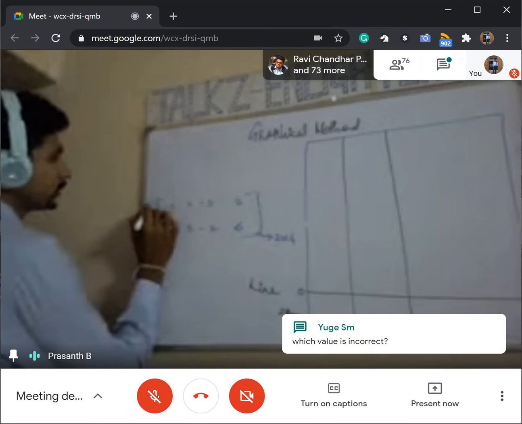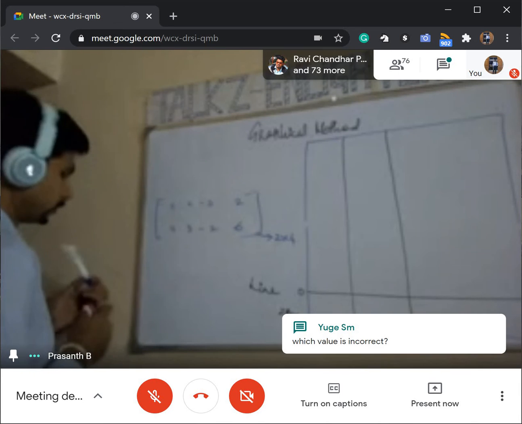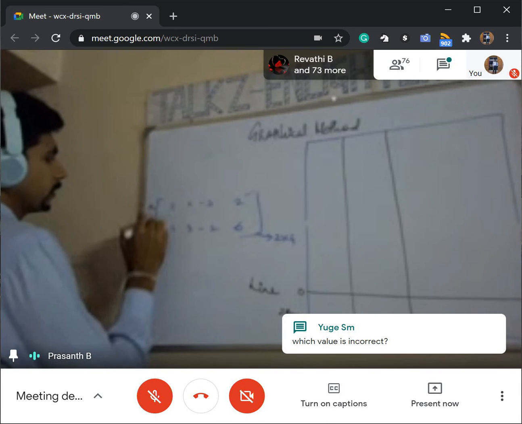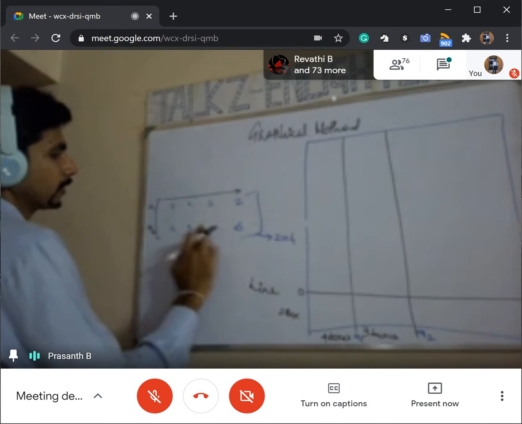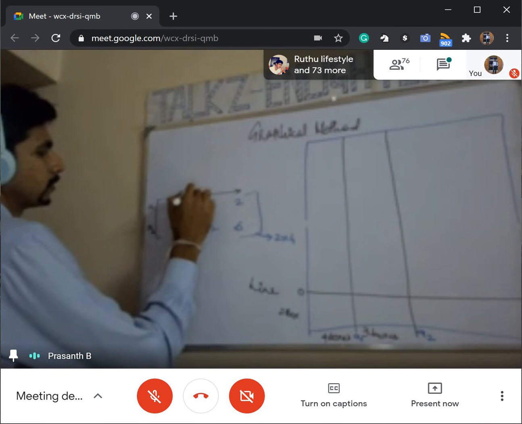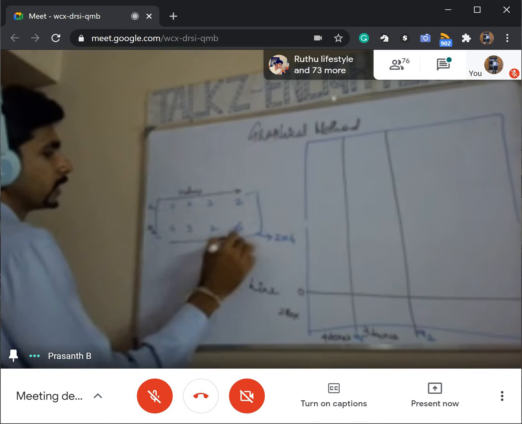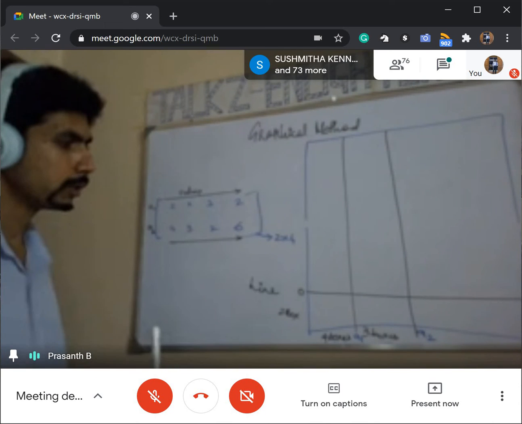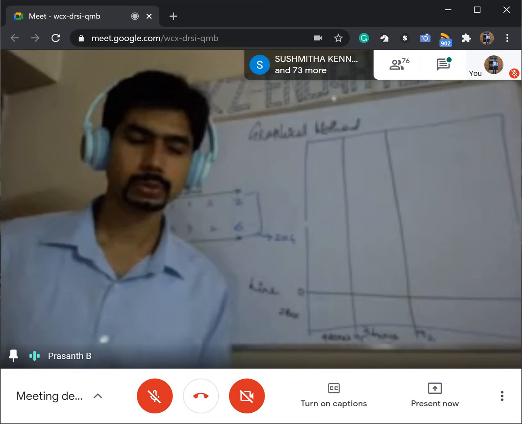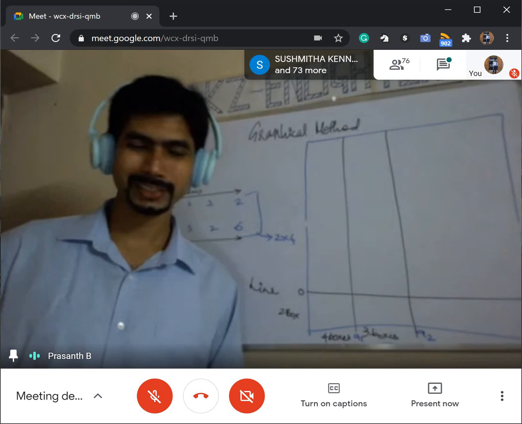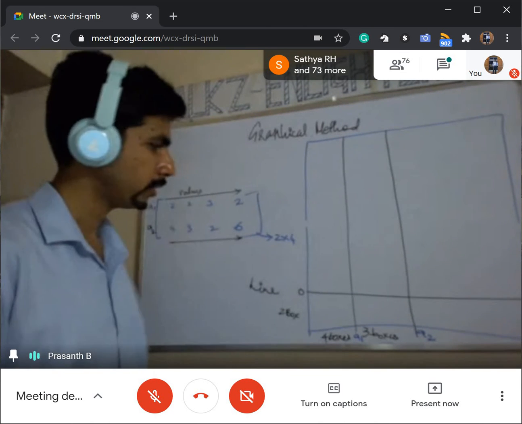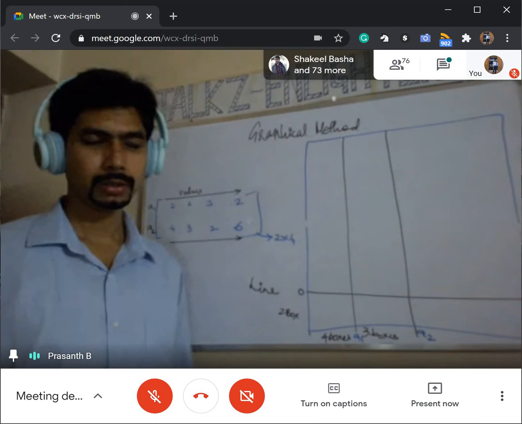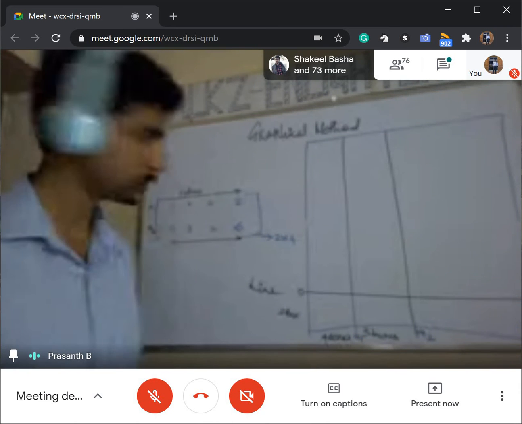So what is this A1, A2? This is A1 and this is A2. All these are A1 values, and all these are A2 values. Now I have to choose a suitable scale. I am not going to teach you all that, it is very basic 6th standard. So how do you put the scale based on the values?